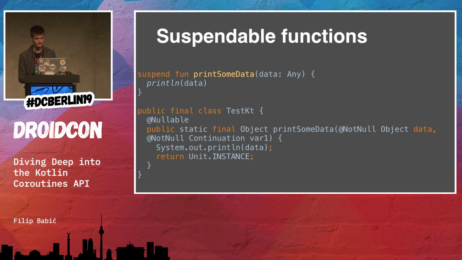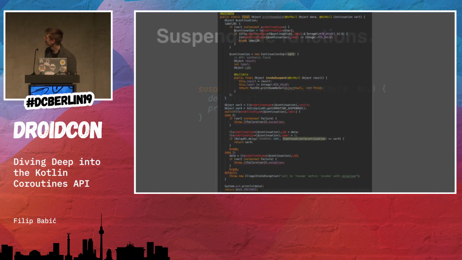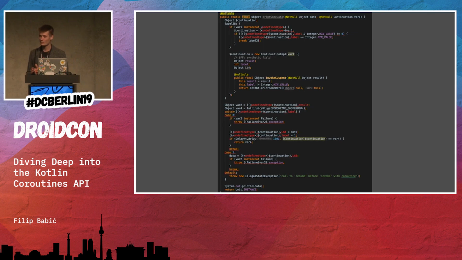But what happens if you try to add something a bit more complicated? Here we added a delay call, which is another suspendable function call, and after that we just print some data. So nothing big should change, right? But that's not really the case. Just by adding one suspendable function, we get all this code, and let's try to go through it a bit.